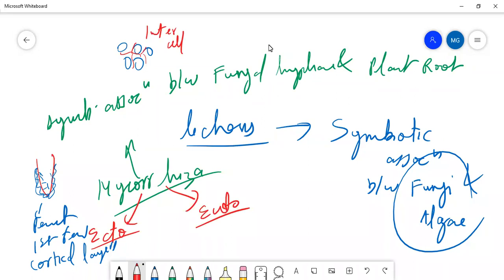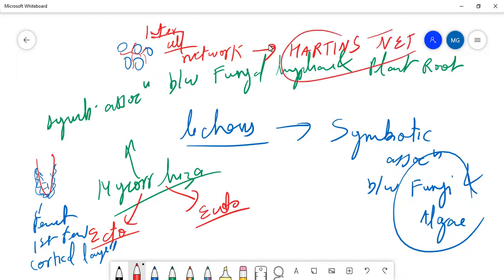And you have to remember this intercellular network. What do we call this? This question comes many times. This is called Hartig's net. What is the name? Hartig's net. There is a term, Hartig's net. So what is a Hartig's net? It is nothing else. It is a type of ectomycorrhiza. Okay?